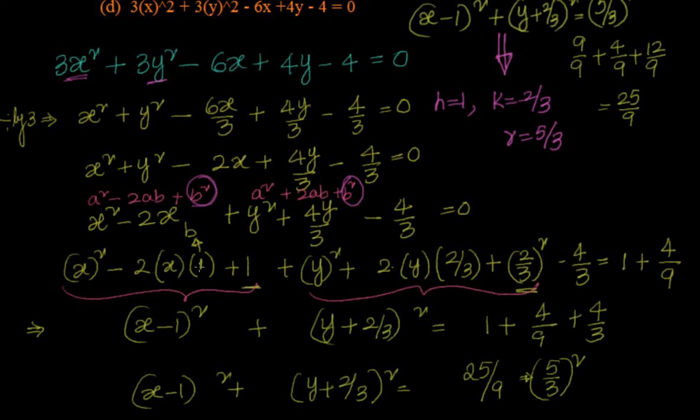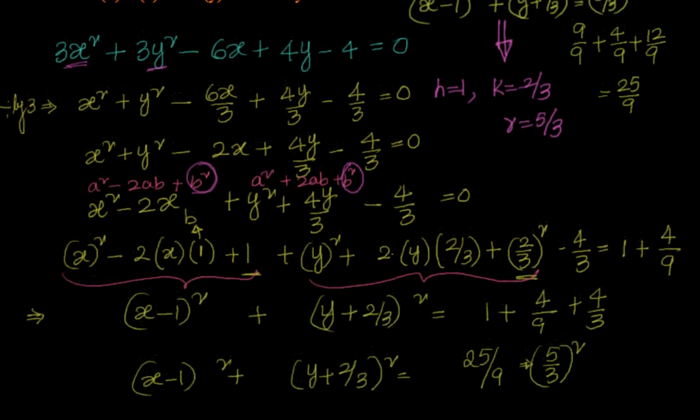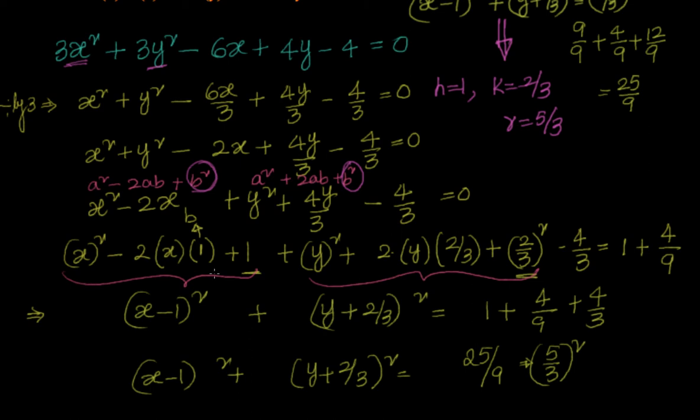We found the value of b because in x square minus 2 into x, what is left out is b. b is 1, so I have to add 1. Similarly, I have to add here 2 by 3 whole square. When I add on the left side, I should also add on the right side. So that's what we have done. After that, we have simplified that. We have converted this from x square minus 2x plus 1 into x minus 1 whole square, and the second one into y plus 2 by 3 whole square equal to 5 by 3 whole square.